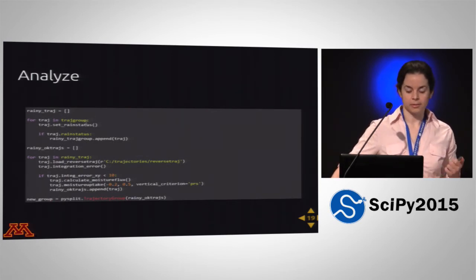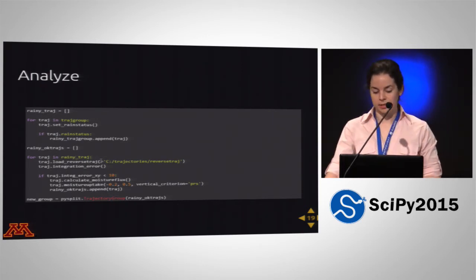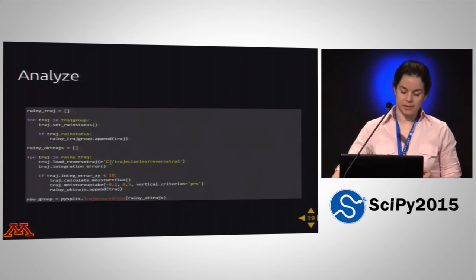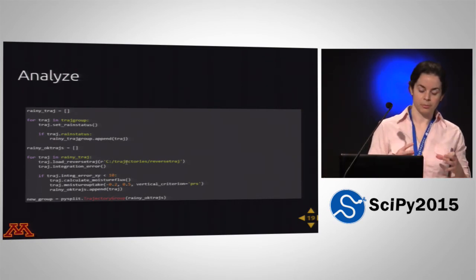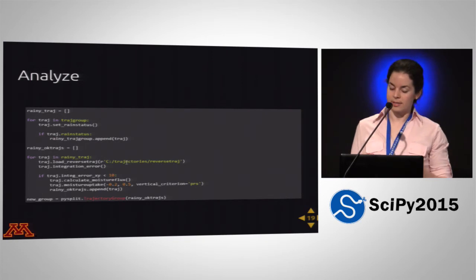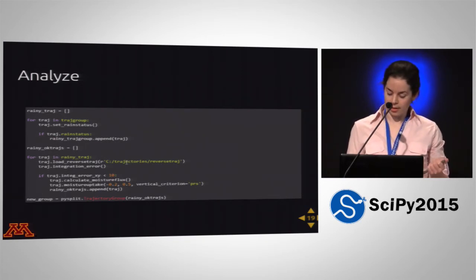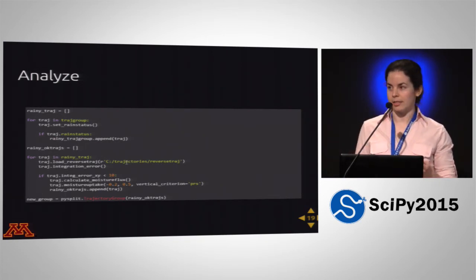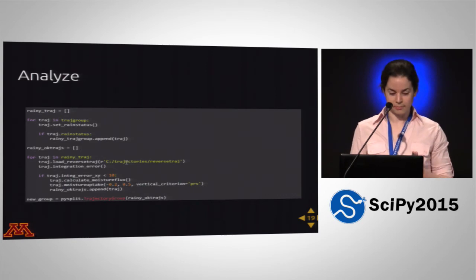So the basic workflow, once you have your trajectory group, is to cycle through all the trajectories, perform some calculations, and based on the results of those calculations, sort them into new trajectory groups, and eventually winnow down your working set of trajectories into something that's manageable and has the information and criteria that you want to look at.